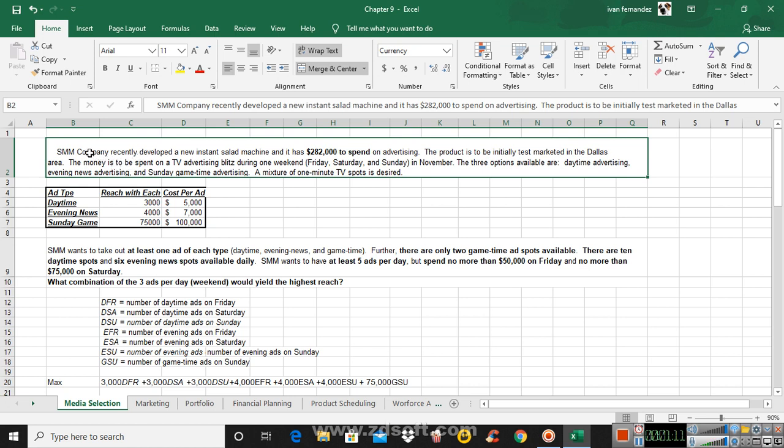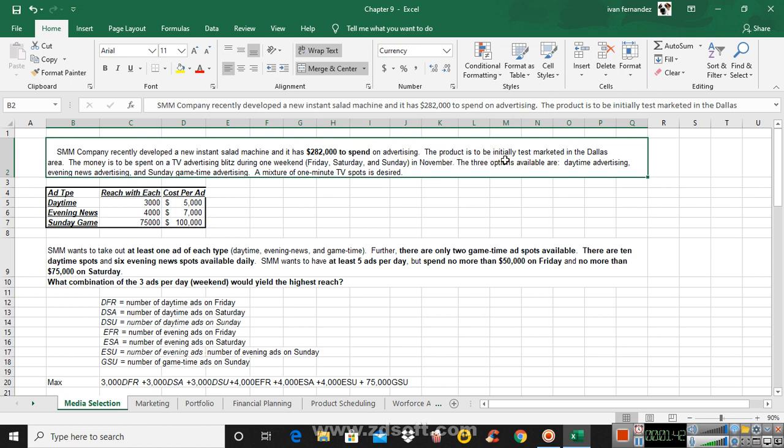So what are they doing? They're going to develop a new instant salad machine, and they have $282,000 to spend on this campaign. Notice how I have bolded $282,000 up here. I'm going to try to do that as we go through all the problems. I'm going to bold those things that tell me that's something I need for my problem. So $282,000 to spend, that sounds like something very important. I need to know that.